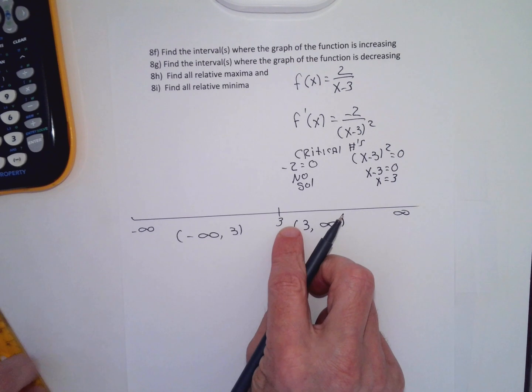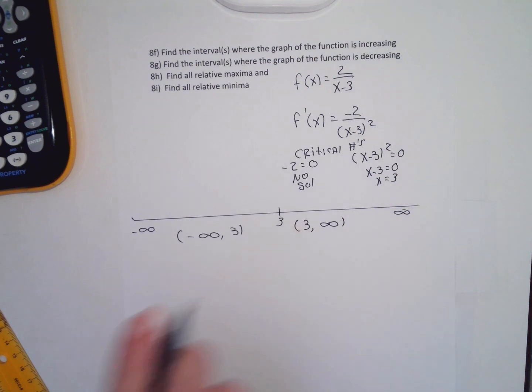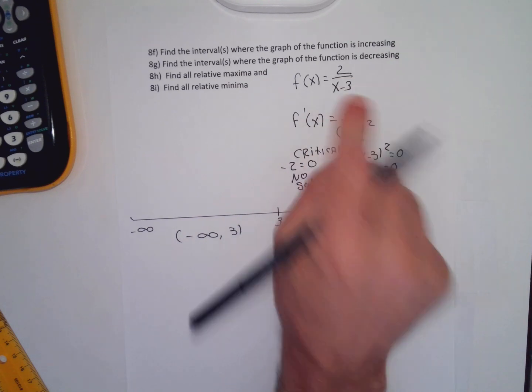3 is not in the domain of the function. It can't be the x coordinate of a maximum. It can't be the x coordinate of a minimum. It can't be the x coordinate of an inflection point, because if I try to plug 3 in, I'll get 2 over 0, which is undefined.